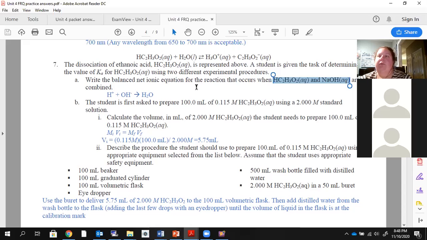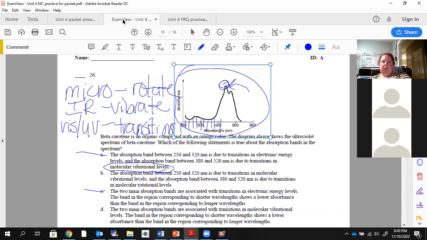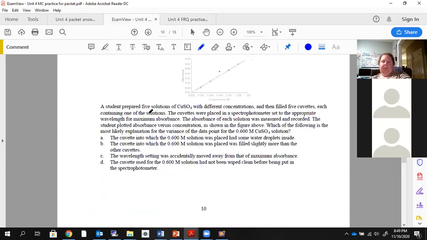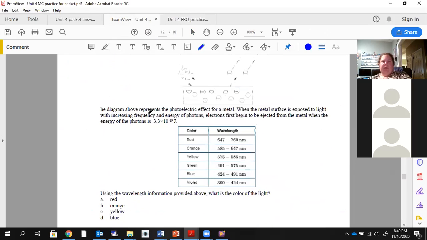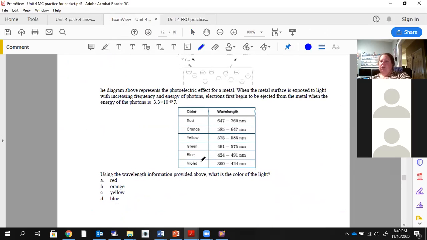What else we got, folks? Free for all now. Are we going to have to memorize the color chart? No. If you need to answer a question that has to do with colored wavelengths, they would give you the chart. There was one, number 32 on your multiple choice, that gives you this chart and it corresponds with the colors. That's what they would do for you.